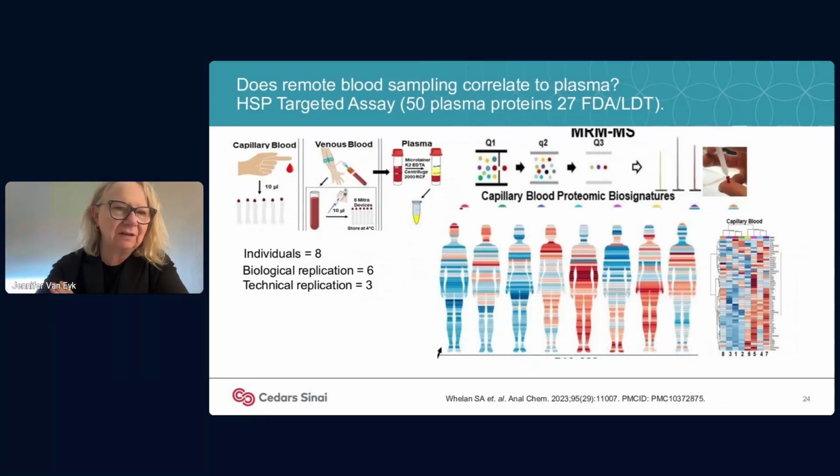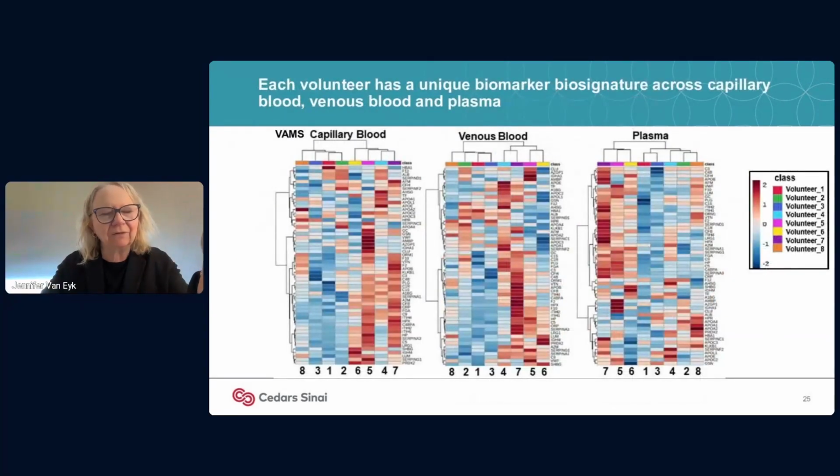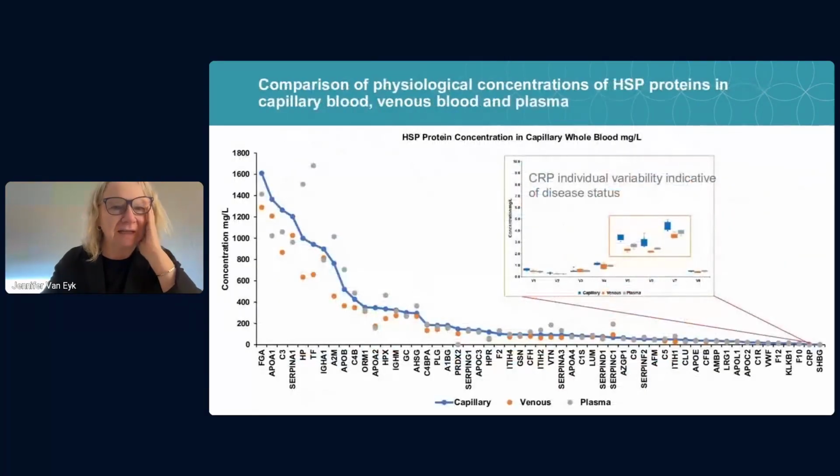We have another targeted panel. It's called Health Surveillance. It's larger. It has 27 FDA or LDT proteins being measured at the same time. And so we were able to do this study to really try to figure out what's going on and whether or not there was a good crossover between them. This is just a heat map of those proteins in the Health Surveillance assay. You can see that they're not the same, right? Whether or not you're collecting capillary blood or venous blood or plasma, as expected, they're not the same. But the question is whether qualitatively, they are.